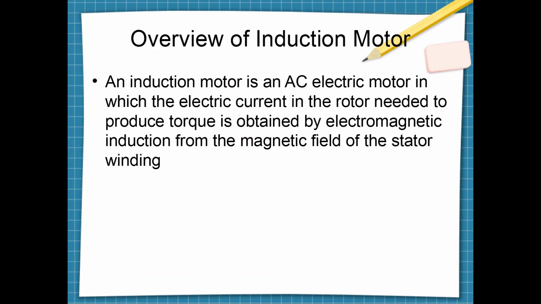An induction motor is an AC electric motor in which the electric current in the rotor needed to produce torque is obtained by electromagnetic induction from the magnetic field of stator. So simply meaning, AC current is given to stator which produces an alternating magnetic field due to which an electric current flows through the rotor and which provides torque and the rotor rotates.